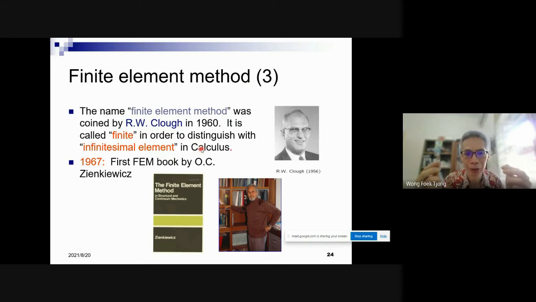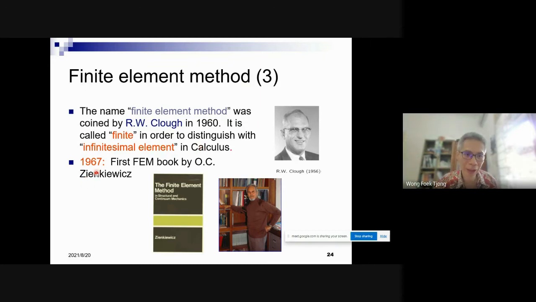For example, if we have this small element here, we call it delta x, and then we take the limit as delta x approaches zero, right? Both in differential calculus and integral calculus, we have that limit. That's called an infinitesimal element. Here it is not like that. We will not take the limit. So we have a finite size.